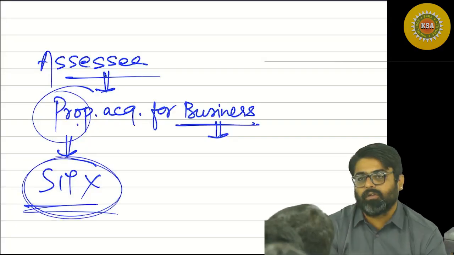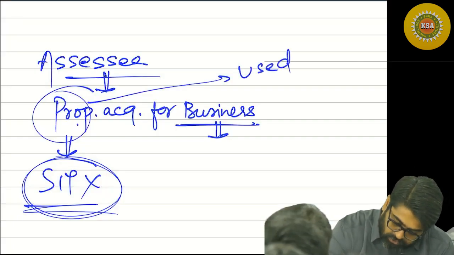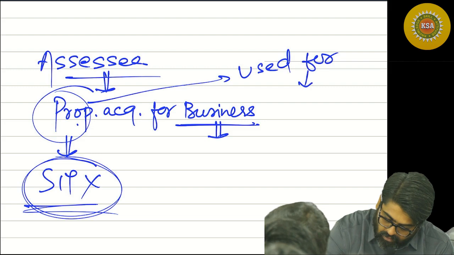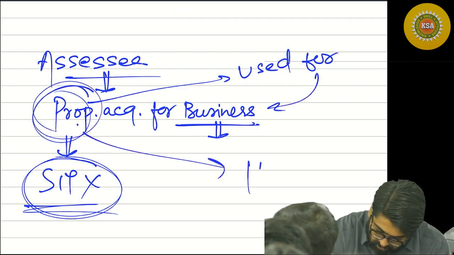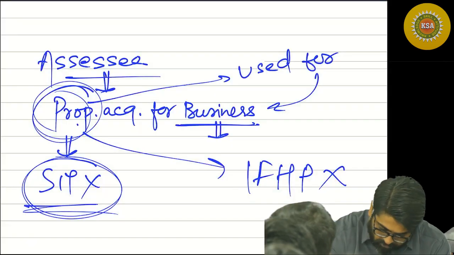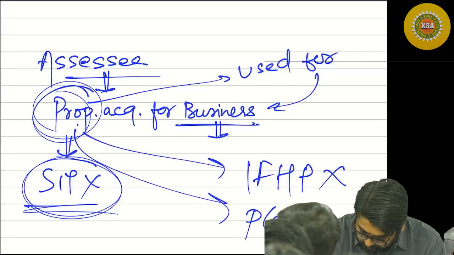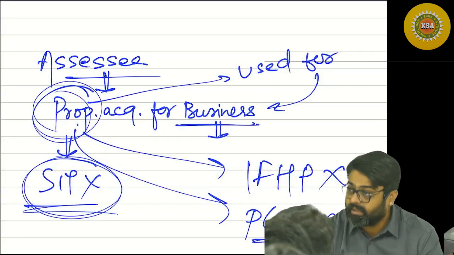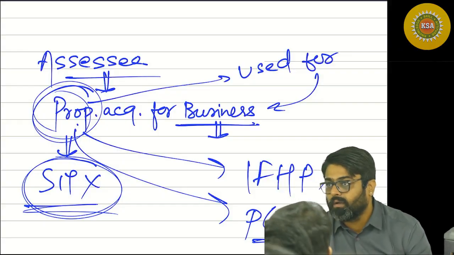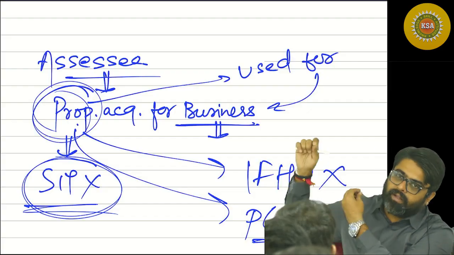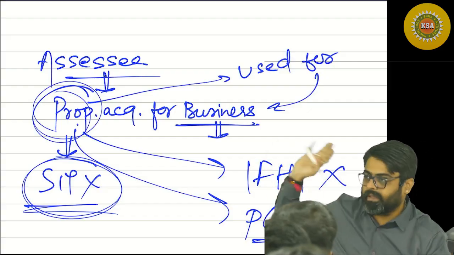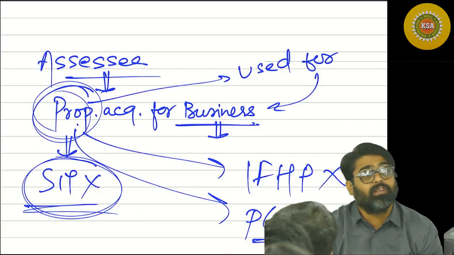Property acquired for business, not held as stock in trade, meaning the property is used for business. This type of property will not come under the head house property. It will go directly to the PGBP head. Did you understand this? Everything about this property will be dealt with under the head, sorry, PGBP. Got it? Easy?